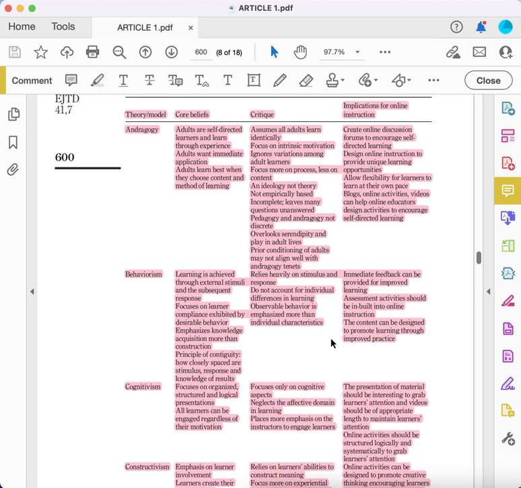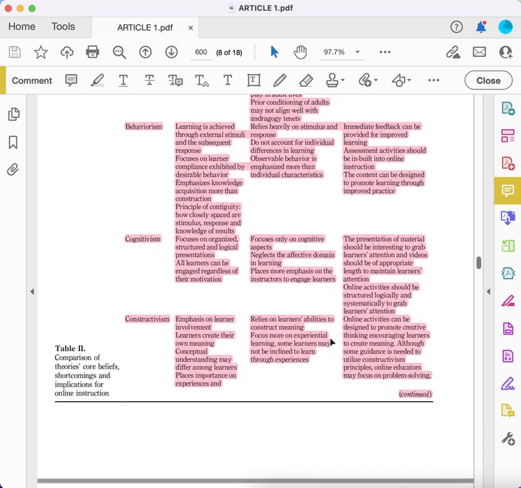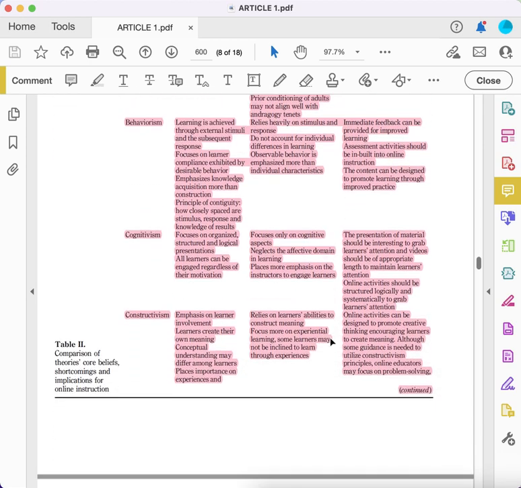So other critiques with cognitivism: it only focuses on the cognitive aspect. It neglects other parts of learning, which are potentially important, and places more emphasis on the instructors having to engage the learners. So the learners themselves don't have to figure out how they're going to do it. The instructor really has to teach them how to engage in that. All right, so moving on to constructivism, the learner's ability is really critical here to understand the content. They're going to build that and construct meaning out of what they're doing. So the instructor is going to create that task, but it is really on the learner themselves to figure it out as they're learning.